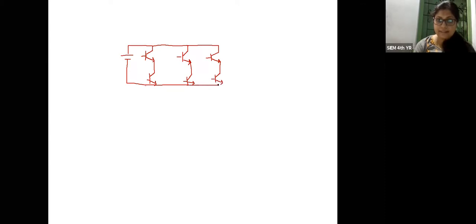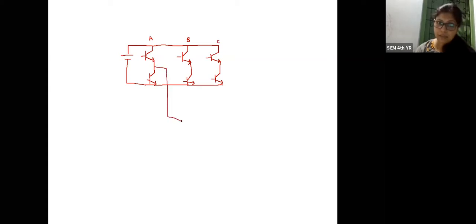So these are the three arms, and in each arm there are two switches. Fine. Now, say this is phase A, this is phase B, and this is phase C. So for phase A, phase B, and this is for phase C.